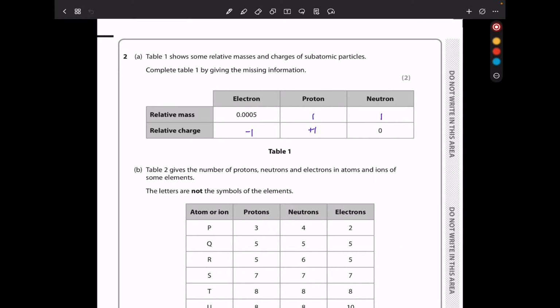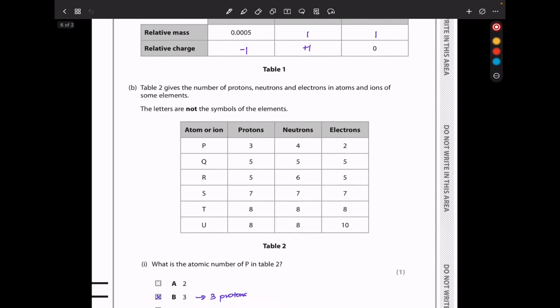In question 2, table 1 shows some relative masses and charges of subatomic particles. Complete table 1 by giving the missing information. So here they've given us the relative masses and we're looking for the relative charge. Each electron has a charge of -1. A proton has a relative mass of 1 and a charge of +1 because protons are positively charged. Neutrons have no charge, but they have relative mass 1, so that should be the answer to that part.